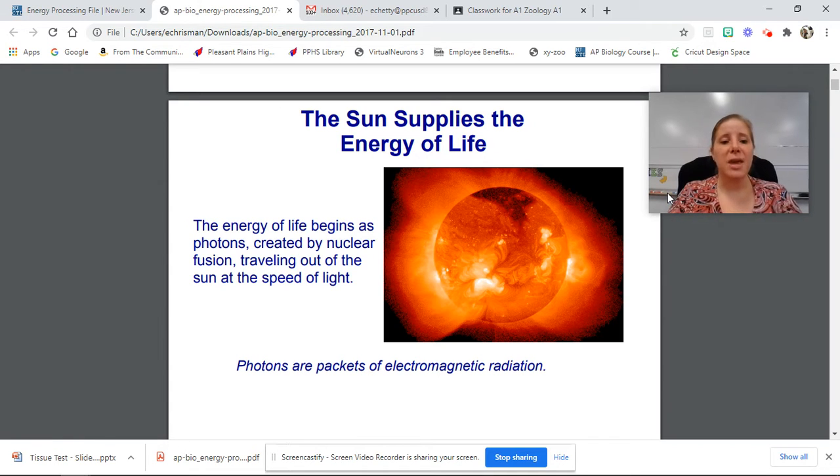So the energy of life begins as photons created by nuclear fusion traveling out of the sun at the speed of light. That's happening at the center of the stars, as the pressure is so great that those early elements, the nuclei, are fusing together and making larger and larger things. Then we get those photons also created in that, and those get emitted throughout, and that's the packets of electromagnetic radiation that's being sent to us through space.